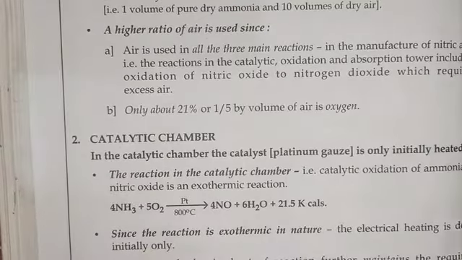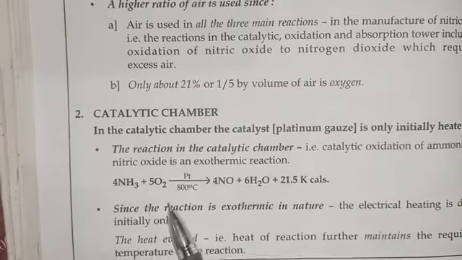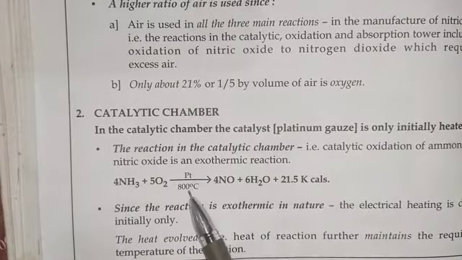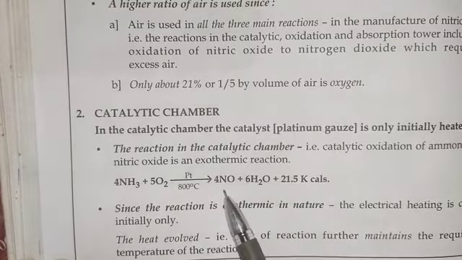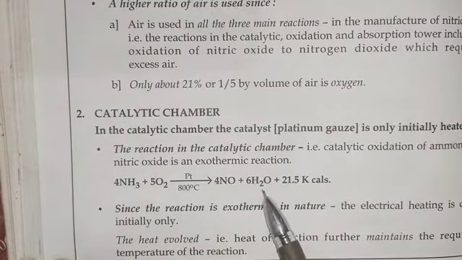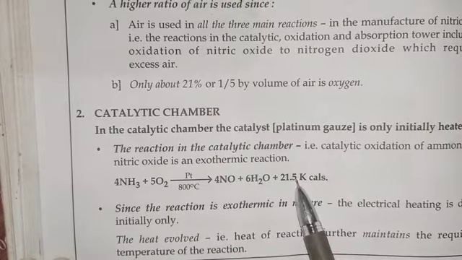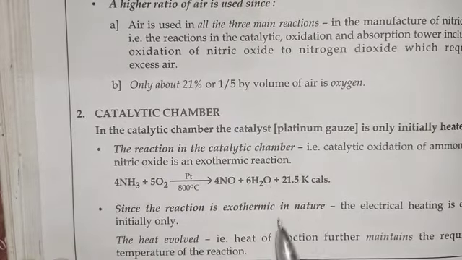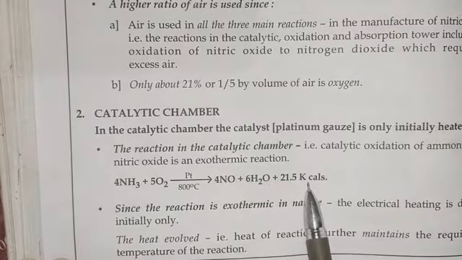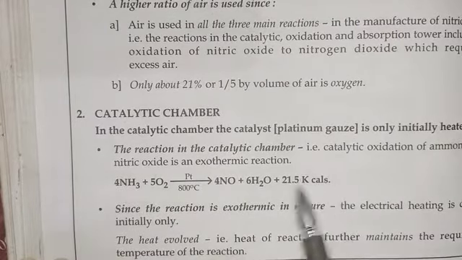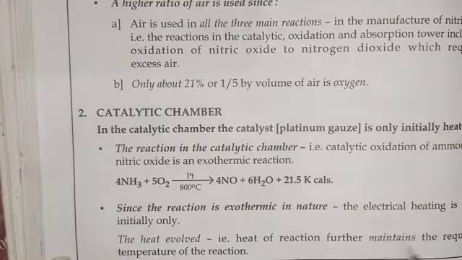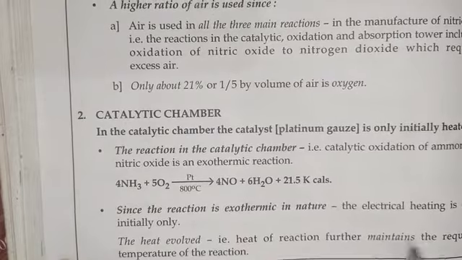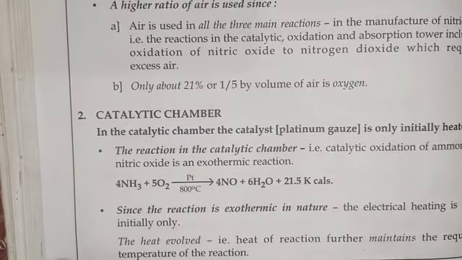The reaction in the catalytic chamber is 4NH3 plus 5O2 in the presence of platinum at a temperature of 800 degrees Celsius. It gives nitric oxide and water and a lot of heat. Since the reaction is exothermic in nature, electrical heating is done only initially. After the release of that much heat, the reaction itself maintains the temperature. So after some time, electrical heating is stopped.